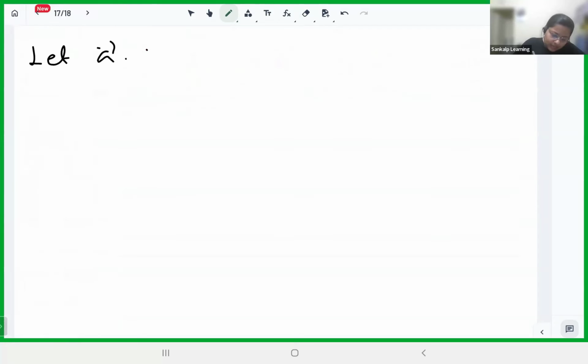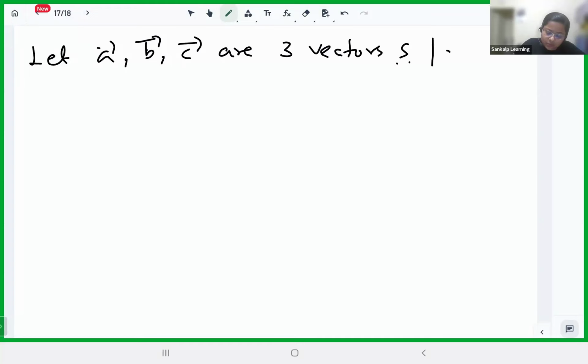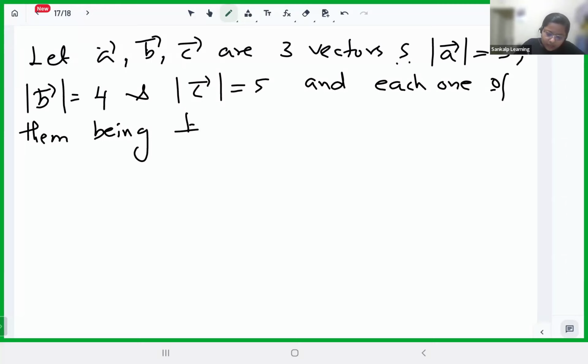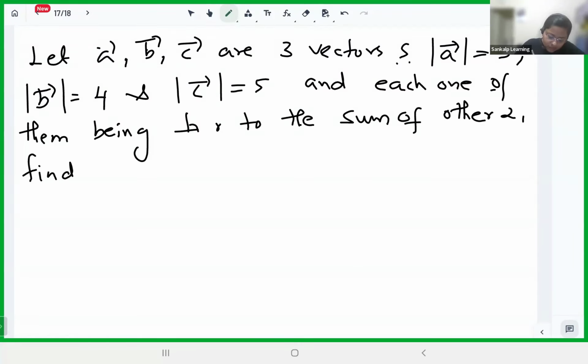Let vector A, vector B, vector C be three vectors such that magnitude of vector A is equal to 3, magnitude of vector B is equal to 4, and magnitude of vector C is equal to 5, and each one of them is perpendicular to the sum of the other two. Find the magnitude of vector A plus B plus C.